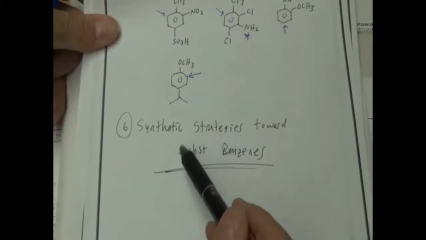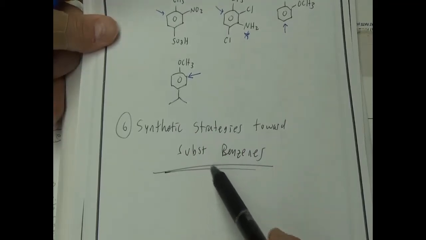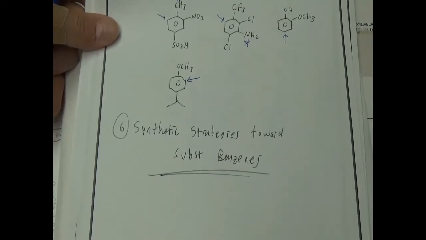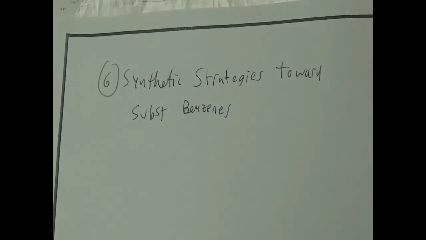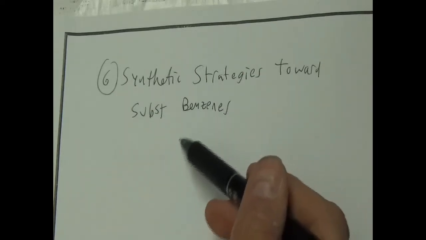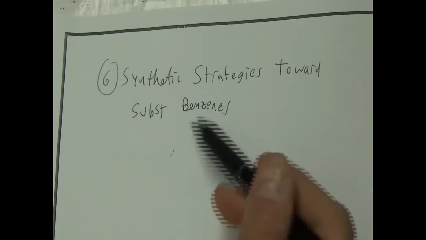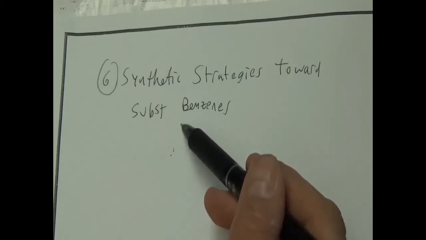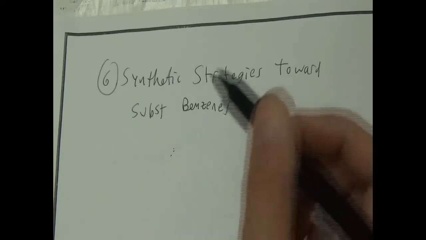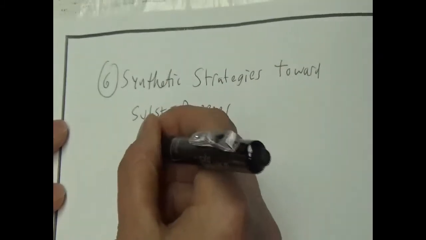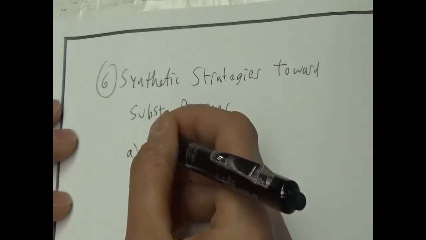And now we're into this section called synthetic strategies toward substituted benzenes. Okay, number 6, synthetic strategies towards substituted benzenes. So we're going to describe a couple strategies, like tricks we can do that simplify the construction of substituted benzene derivatives. All right. So there's a few of them, and just make note of each of these strategies.